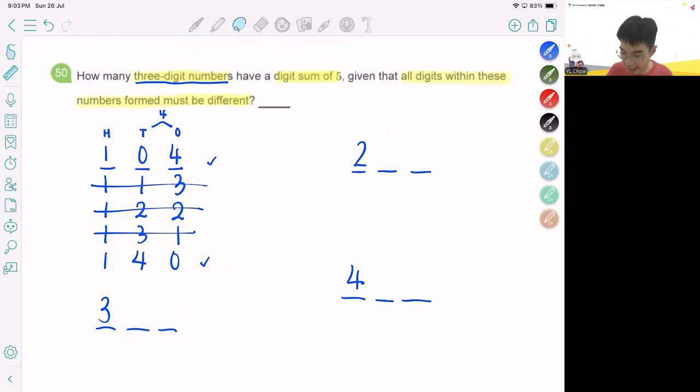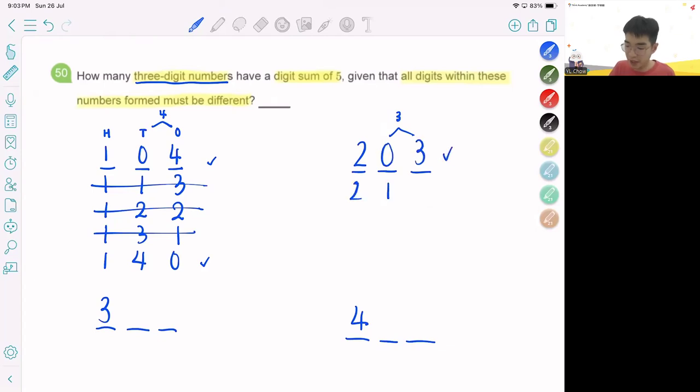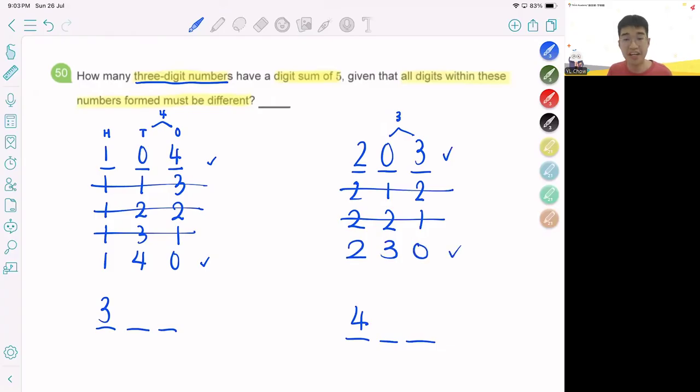Now let's move on to the next case. What if we have 200 and something? This time, your 2 digits at the back must add up to 5 minus 2, which is 3, right? So what are our possible choices? 2, 0, 3, possible. 2, 1, 2, there's a repeat, cannot. 2, 2, 1, the 2 and 2 repeat. 2, 3, 0, aha, we have another 2 possible 3-digit numbers. Okay, so you see by considering place value by place value and also by considering different choices for the hundreds digit, you can list things out more systematically.